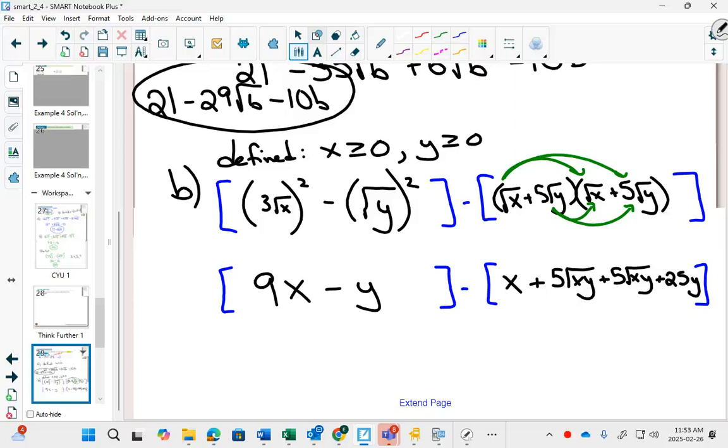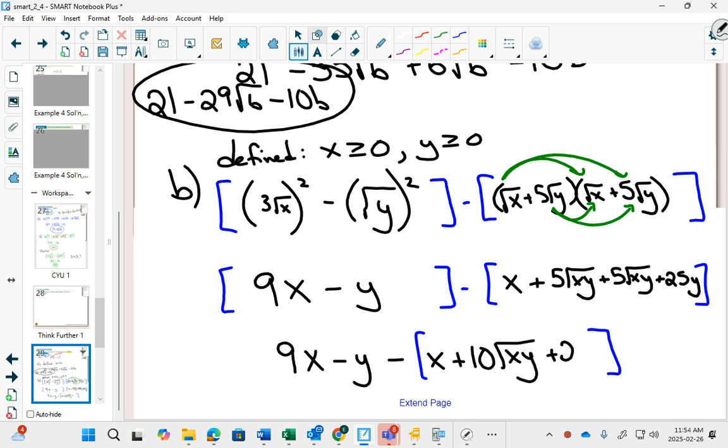Now, I've simplified completely in my first set of blue brackets. There's nothing out in front. Can you see that at this point, those blue brackets are no longer necessary? I could just write 9x minus y, and then I have to subtract. I still have, in this one, some like terms. So I could go x. These two together will be 10 root xy's, and then plus 25y.